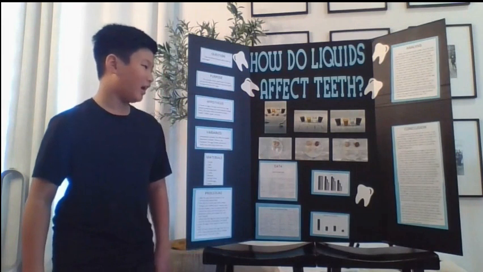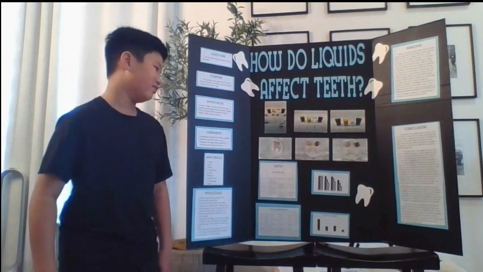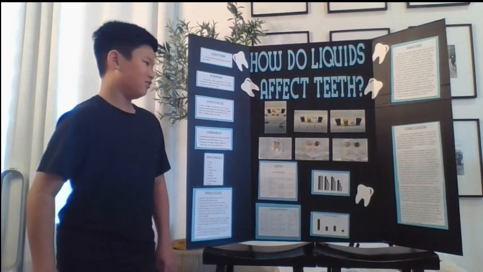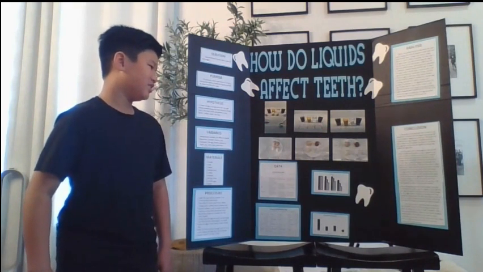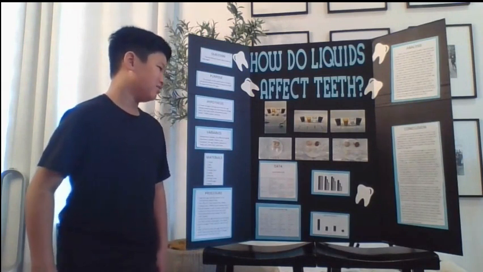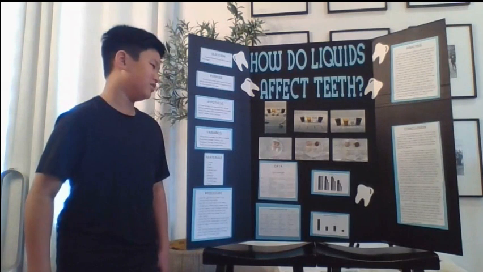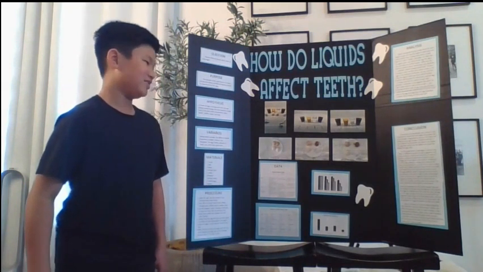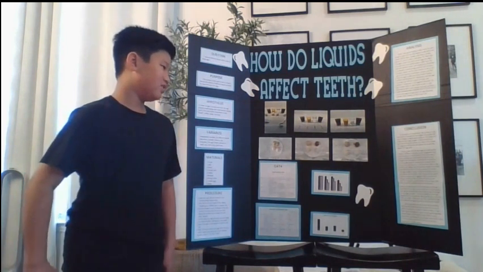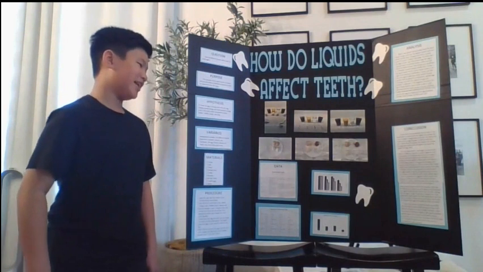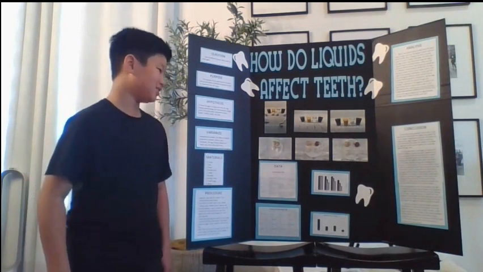In my experiment, I noticed that the higher the acidity level, the more changes in the egg's texture and size. The lower the acidity, the less changes in texture and size. I also noticed that the darker the liquid, the darker the egg stain will be. And the lighter the liquid, the lighter the egg stain will be. Eggshells and tooth enamel are alike because they are both made of calcium compounds that react similarly to acid.